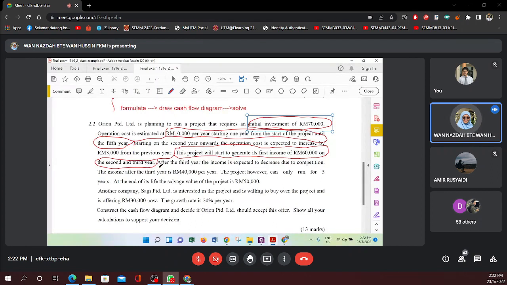Okay, anybody? Volunteer to draw. After the third year, the income is expected to decrease due to competition. Okay, the income after the third year is 40,000 per year.